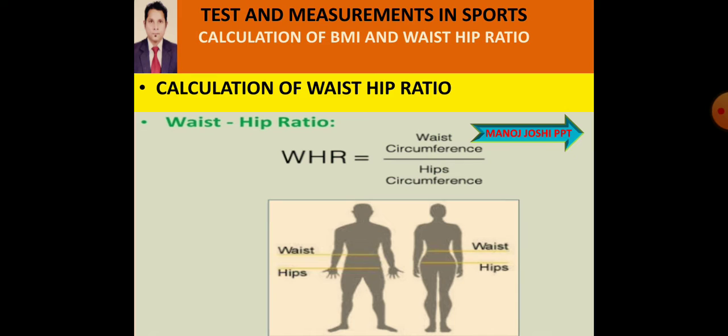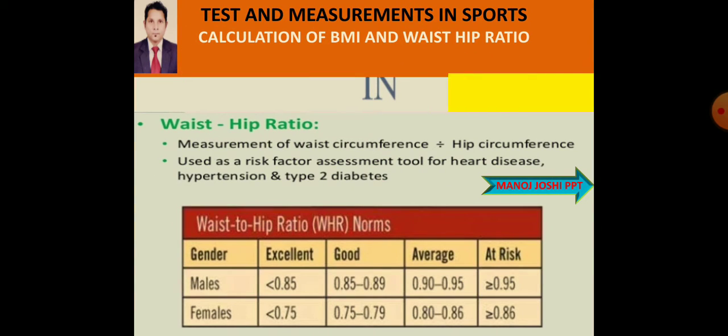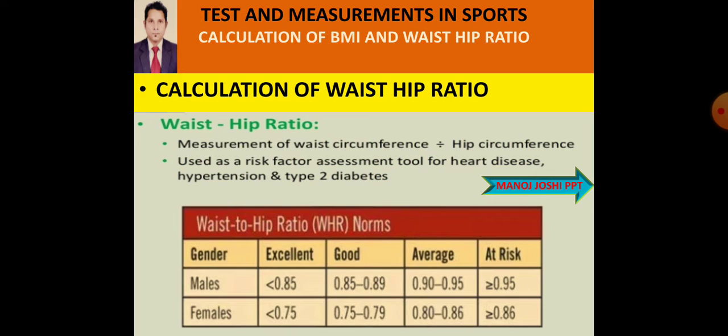The calculation of waist hip ratio, measurement of waist circumference divided by hip circumference, is used as a risk factor assessment tool for heart diseases, hypertension and type 2 diabetes. The waist hip ratio tells us about the body shape. This is used to check the shape of the body. So the result after the formula, whatever the result is, we refer it to the index.